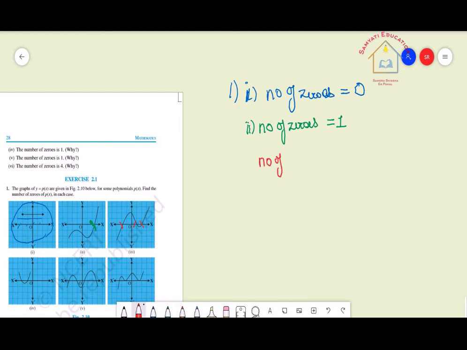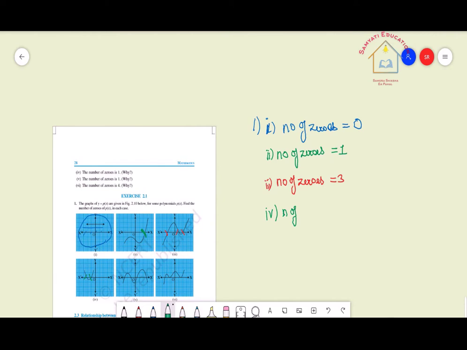And in the third part, you can see that the graph is cutting the x-axis at 1, 2 and 3. So the number of zeros is equal to 3. And in the fourth part, the graph is cutting the x-axis at 2 points. So the number of zeros is equal to 2. And in the fifth question, you can clearly see that the graph is cutting the x-axis at 1, 2, 3 and 4. So in the fifth, the number of zeros will be 4. And in question number 6, you can see that the number of zeros will be 3.